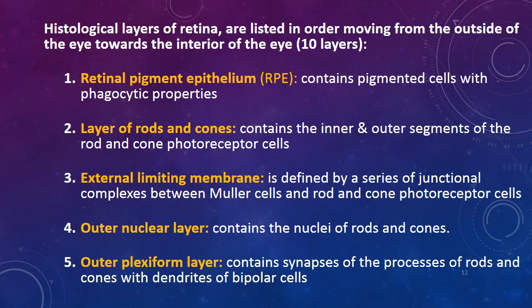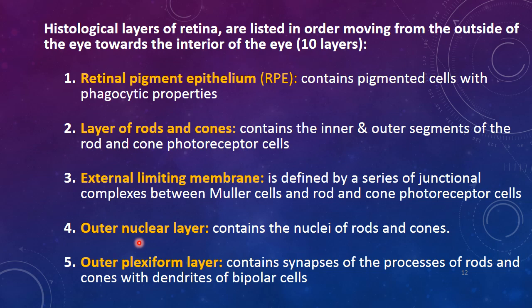And now what are these 10 layers? Revising it again, starting from outer to inner sides. This is the retinal pigment epithelium, and I hope you have understood till now its function and its structure. Then is the layer of the rods and cones, external limiting membrane, which is just the Muller cell and its cytoplasmic extensions making junctional complexes with rods and cones, and then making this external limiting membrane.